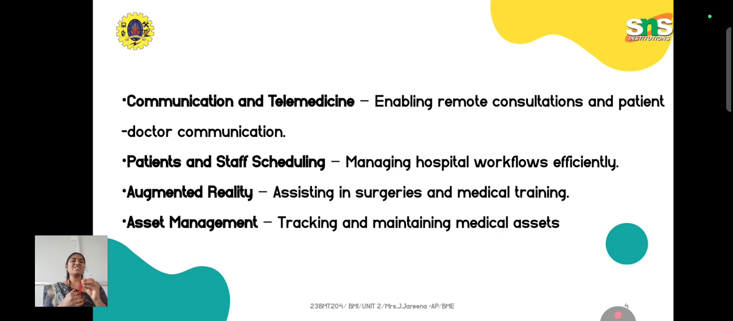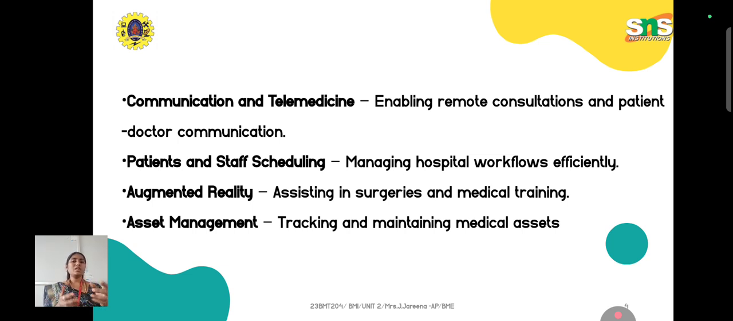Asset management is like maintaining the assets of hospitals. A hospital is not a 10 by 10 room, it is a very big infrastructure. It has different rooms and different departments. In each department it has different medicines, medical pharmacies, tools, and so many things. So tracking and maintaining these assets is, again, a very tedious process.